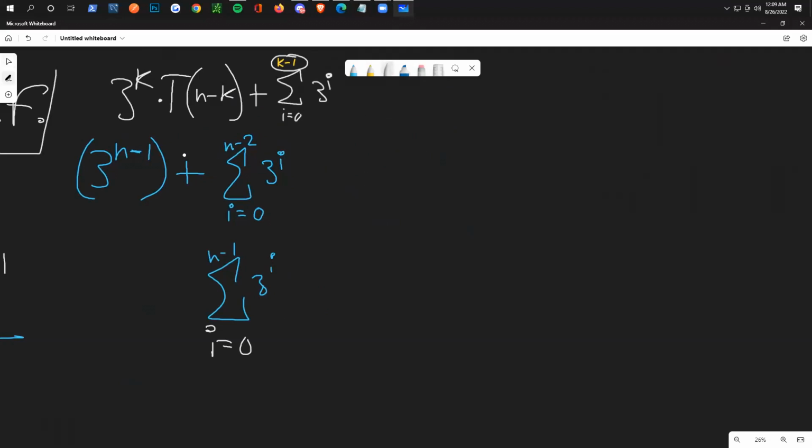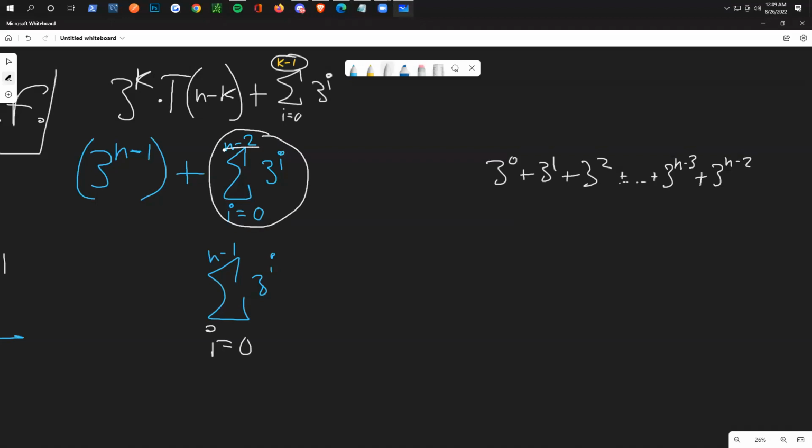So notice how we have a summation, right? It starts at 0 and goes up until n minus 2. So that means we're going to have 3 to the 0 plus 3 to the 1 plus 3 to the 2. Then eventually we're going to have 3 to the n minus 3 plus 3 to the n minus 2, which is going to be this last term, because this is inclusive.